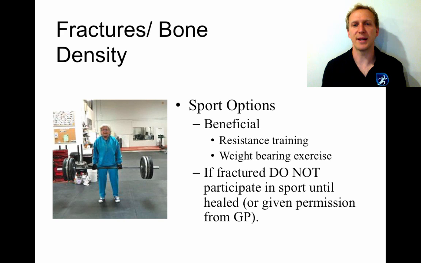Fractures and bone density: there are lots of beneficial sport options for people who have poor bone density, particularly resistance training and weight-bearing exercise. Weight-bearing exercise is exercise where you're carrying your body weight the whole time. So walking, running, jogging, going for a hike, anything that involves you moving around with your whole body weight on your bones helps to improve your bone density.